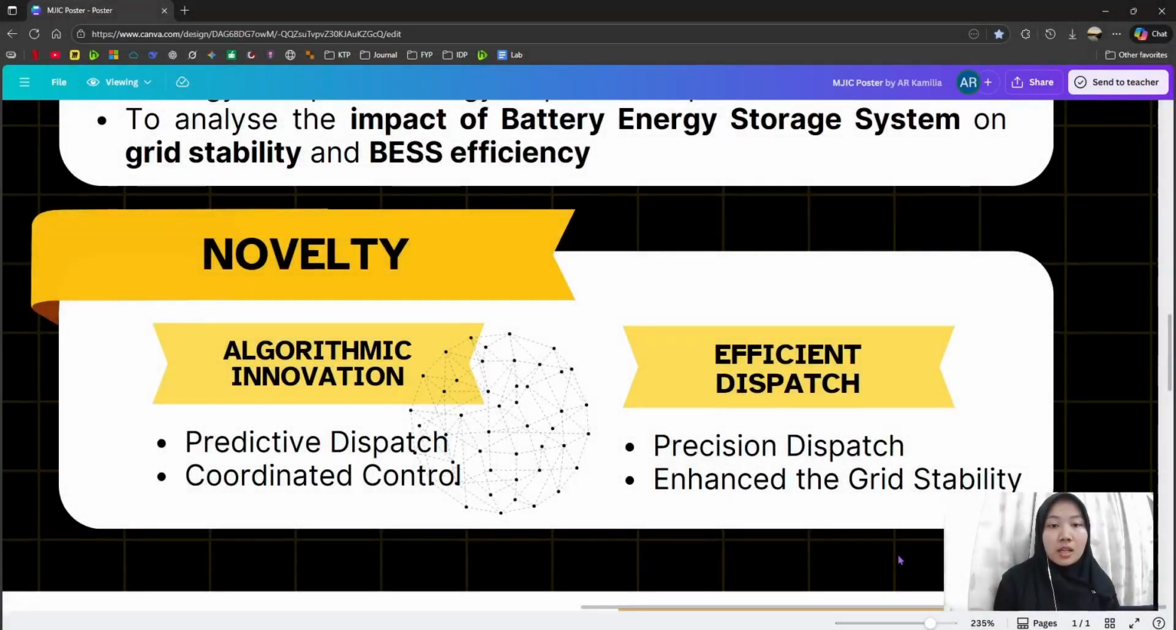So for my project, there are two main things: the algorithmic innovations, where I use AI, an artificial neural network, for predictive dispatch and coordinated control, and efficient dispatch for the battery, which is precision dispatch of when to charge and discharge the battery and to enhance the grid stability.